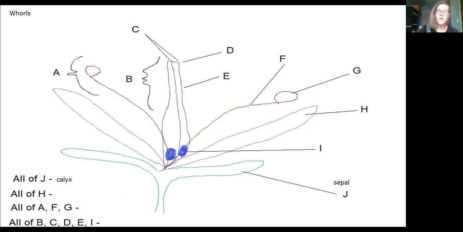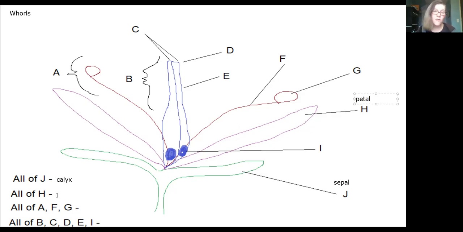All right, the next whorl is the one that contains the petals, and the petals are typically colorful. This is how we interact with the pollinators. So we attract them by the size and shape of the petals. So they often have color. If not, they might be pollinated by things that don't care about color, but they do still typically have size and shape because they are what partially attracts and allows a place for pollinators to sit. Therefore, H is our petal.